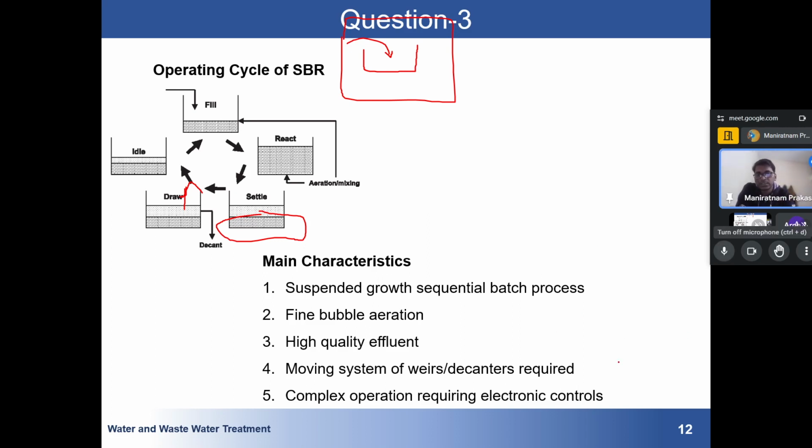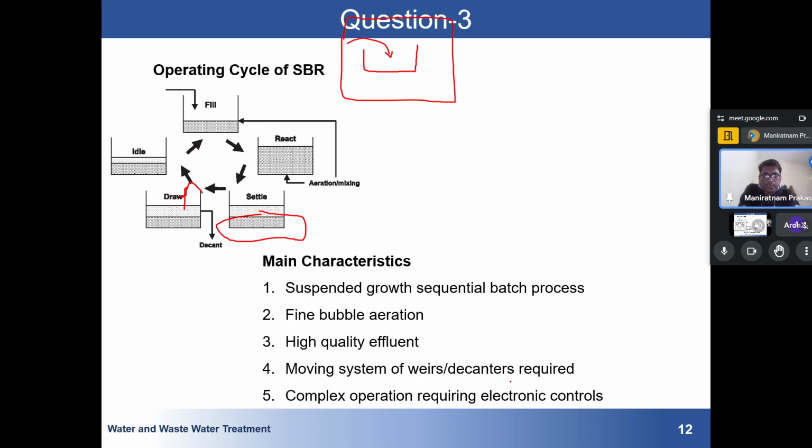The main characteristic of this SBR is suspended growth, sequential batch. Remember, in ASP also we were doing suspended growth. It means we were adding microbes in the tank beside the aeration tank, and there was no attachment. The microbes grew only in suspension in the water. Fine bubble aeration: we are providing proper aeration, and the result is high quality effluent. So the water is of high quality.